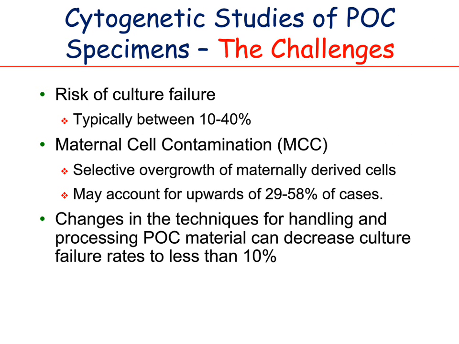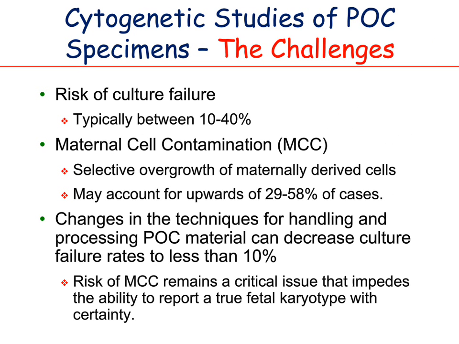I was involved in a study that I'm going to show you in the next couple of slides, which we published in 2005, that essentially showed that changes in the techniques for handling and processing miscarriage specimens can be a great help in decreasing culture failure rates to less than 10%. But the risk of maternal cell contamination does nonetheless remain a critical issue that impedes our ability to report a true fetal karyotype with absolute certainty. So this is the study that I was referring to.